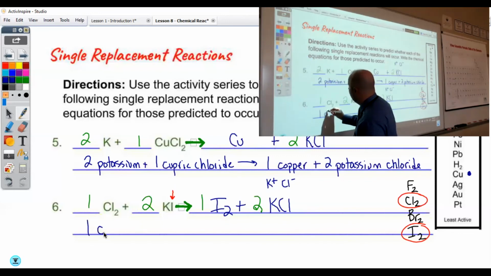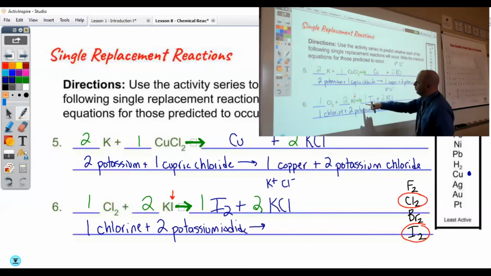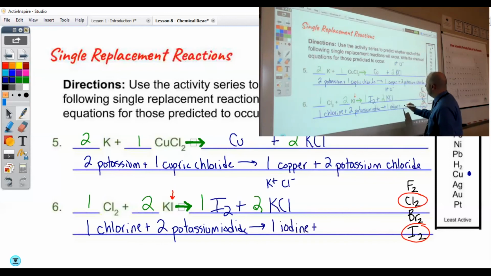So we have 1 chlorine plus 2 potassium iodide yields or produces 1 iodine plus 2 potassium chloride.